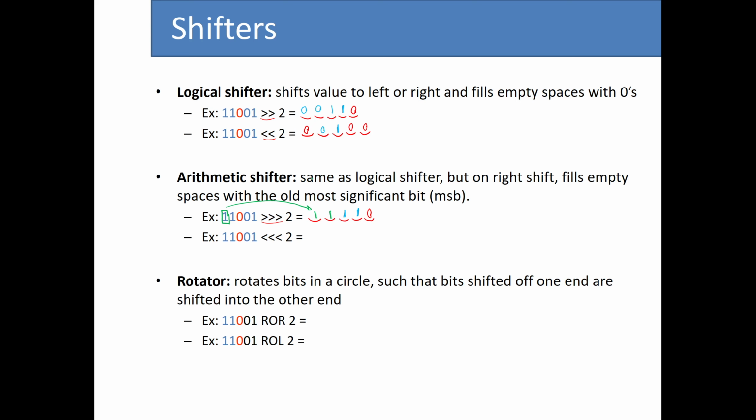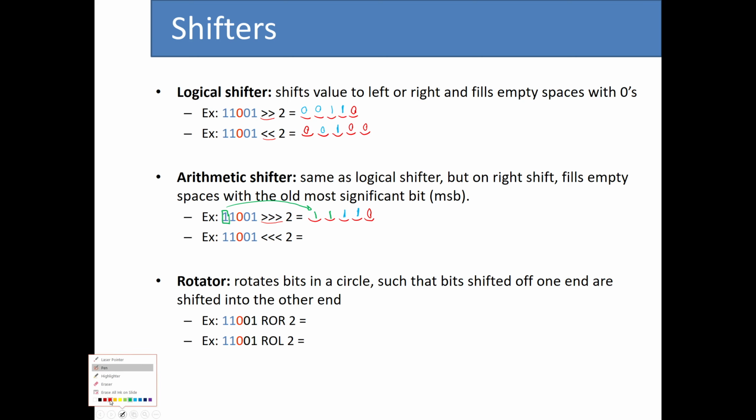So as you can see, if you have, let's say, a number that is signed, whether it is sign magnitude or 2's complement, the most significant bit for those numbers represents the sign bit. So after you right shift it, you keep the sign in the arithmetic shifter. Now let's see how it works for the left shift.